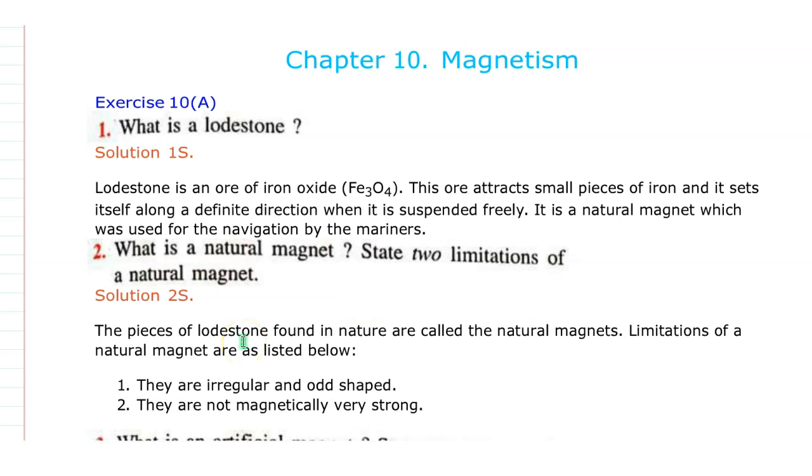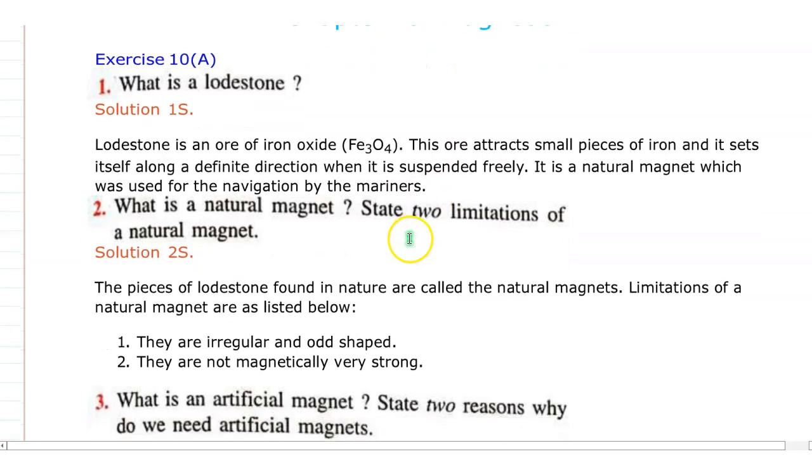What is lodestone? Lodestone is an ore of iron oxide, mainly Fe3O4. This ore attracts small pieces of iron, and it sets itself along a definite direction when it is suspended freely. When suspended freely, it is oriented along the north-south direction. It is a natural magnet which was used for navigation by mariners.